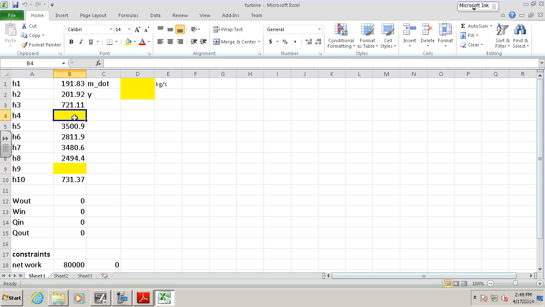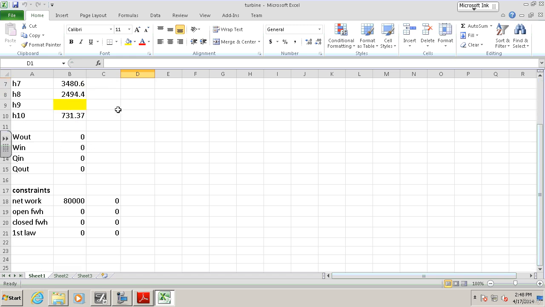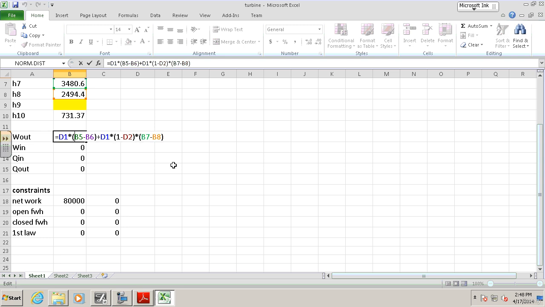H4, H9, and M dot are unknown, right? And so is Y, right? So I have 4 unknowns. Then I made equations. Remember we had work out? I made an equation for it and typed it in. Work out, D1 represents M dot, and each cell represents one of those variables, so I put them all in.